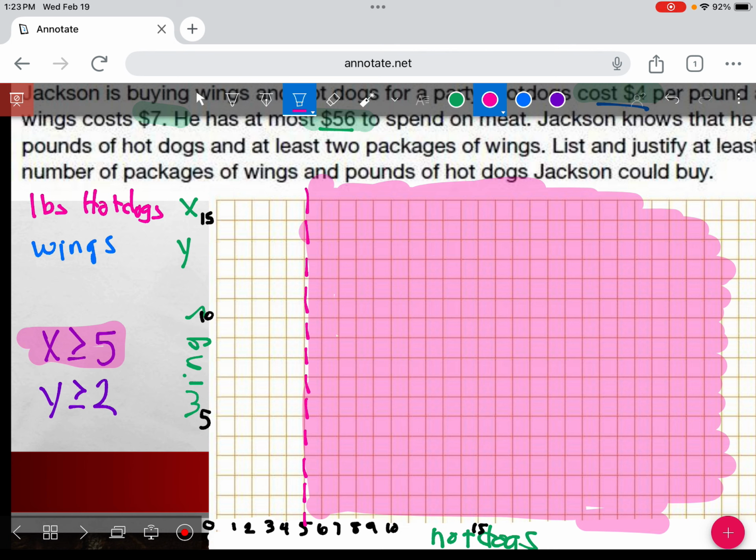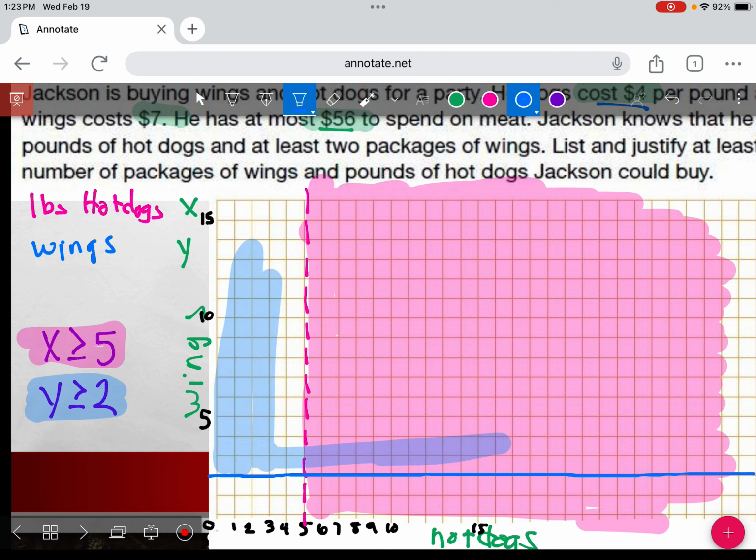So our X has to be greater than or equal to 5. How are we going to do that our Y has to be greater than or equal to 2? What's that going to look like? This one's going to be a horizontal line at 2, which I think if I change this setting, it's going to let me draw it this way. And which way are we going to shade? Are we going to shade up or are we going to shade down? Up.